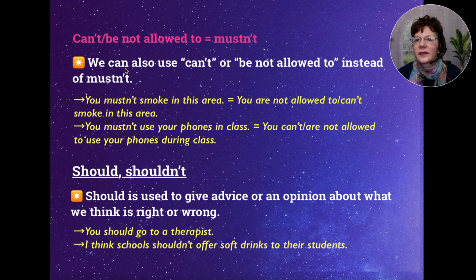Okay. And then we've got can't or be not allowed to. Kind of means the same thing as mustn't. All right. So we can also use can't or be not allowed to instead of mustn't. So for this one here, you mustn't smoke in this area. You can also say you are not allowed to or can't smoke in this area. And in this example, you mustn't use your phones in class. So this you can also say here you can't or are not allowed to use your phones during class.